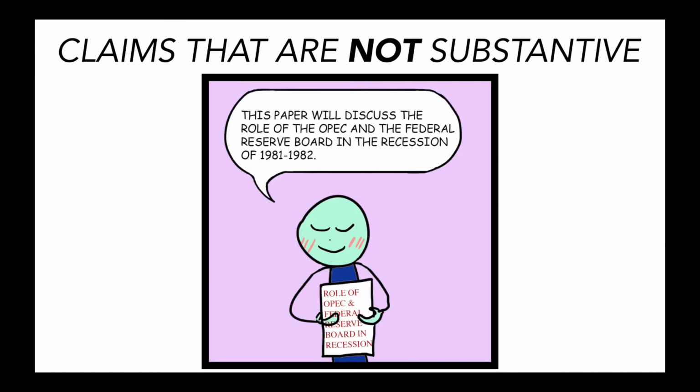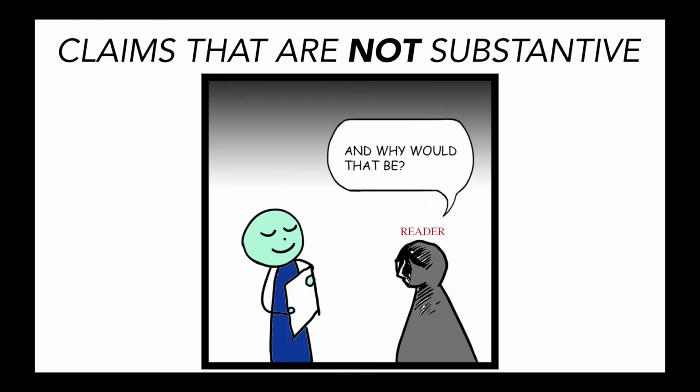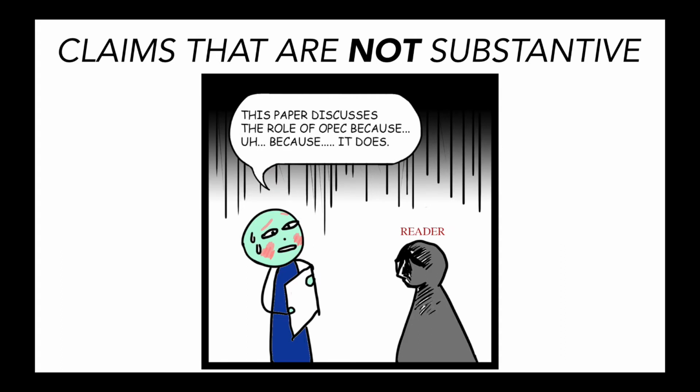Then, how about this claim? "This paper will discuss the role of OPEC and the Federal Reserve Board in the recession of 1981 to 1982." This claim is just like the one before and only makes the readers think, so what? Again, the claim offers no answer because there is no justification. Both of these claims don't say anything substantive about the OPEC, the Federal Reserve Board, or the recession. You can see that you don't need an argument to support both of them because they aren't saying anything important.